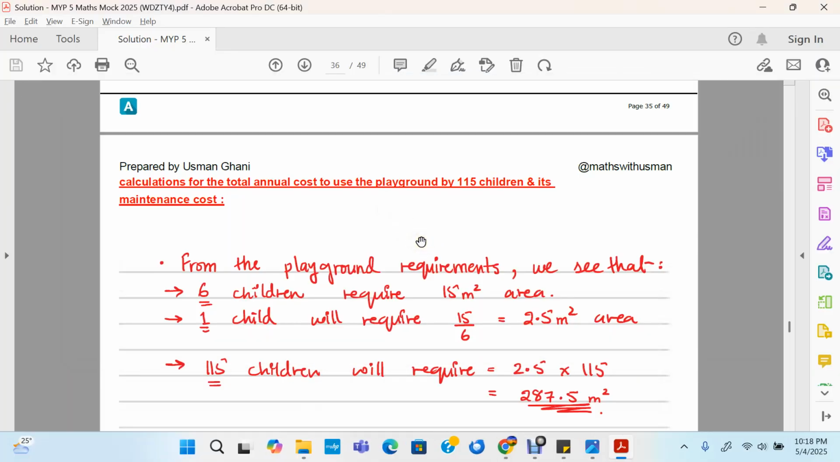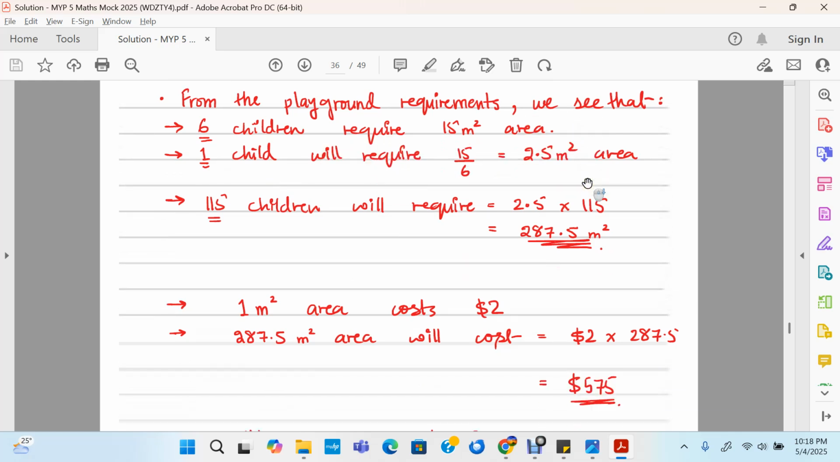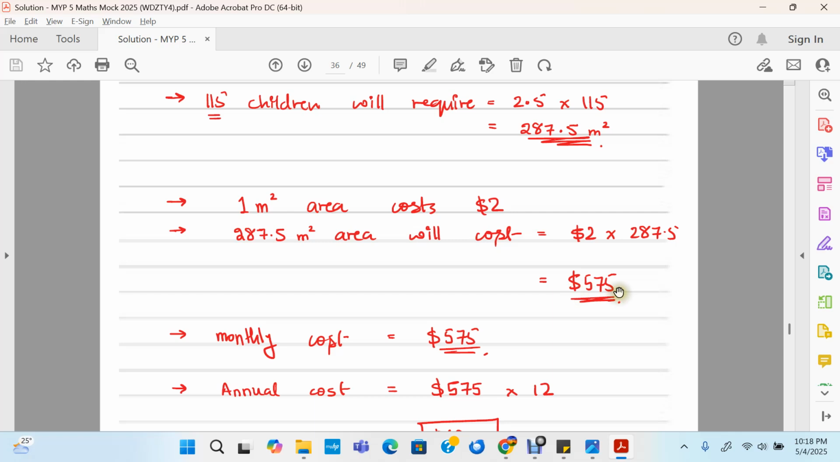So calculations for the playground. You know that 6 children require 15 meter square area. Can you find out how much 115 children will require? Again, it's cross multiplication. Just find that out. This is the area required for 115 children to play in the playground. 1 square meter of area costs $2. So this much area costs, multiply, $575. Right, this is the monthly cost.